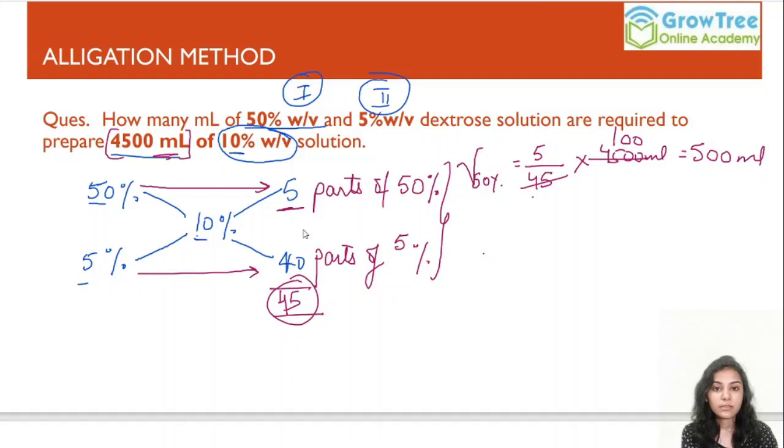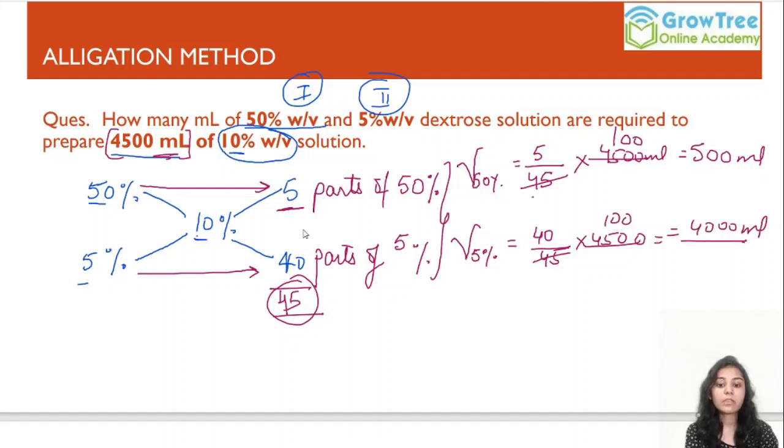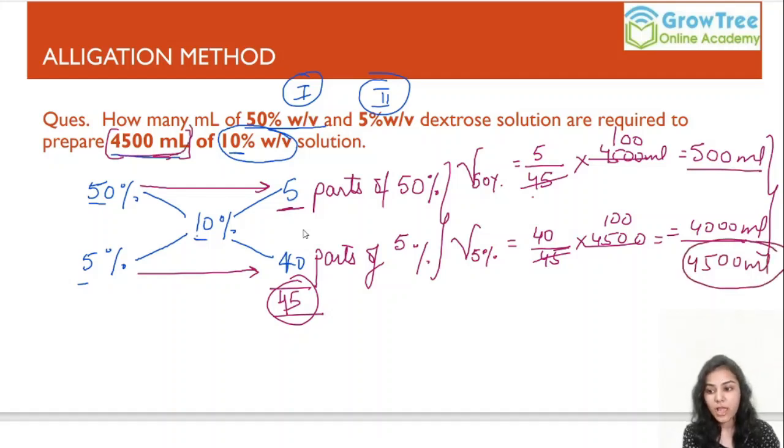So that means 500 ml of 50% weight by volume dextrose solution is required to make the desired concentration. Now in the same way we are going to calculate the volume of 5% solution which is required. So it would be 40 upon 45 into 4500. So this is after calculation 4000 ml. So that means 4000 ml of 5% weight by volume of dextrose solution is required. Now if you add both of these values, that is 500 ml plus 4000 ml, you are going to get 4500 ml, and this is all we had to prepare.